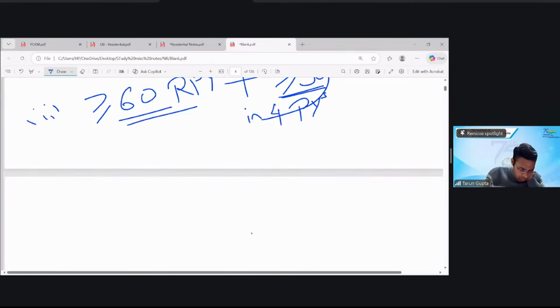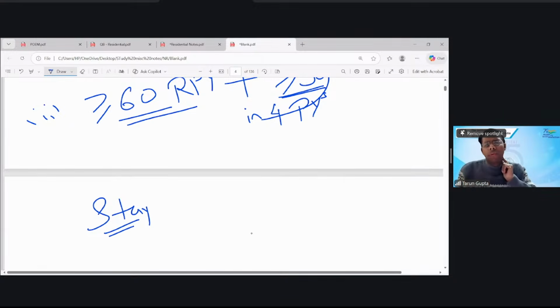Okay. What we mean by stay? I'm just doing this fast because this is not much important from exam point of view, and we'll focus on the more important area. Okay, this you have already studied, but still I'm trying to capture everything. So what do you mean by stay?